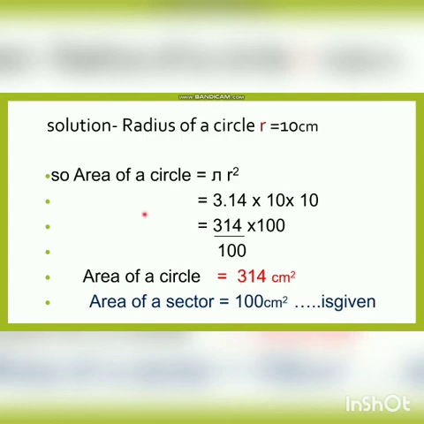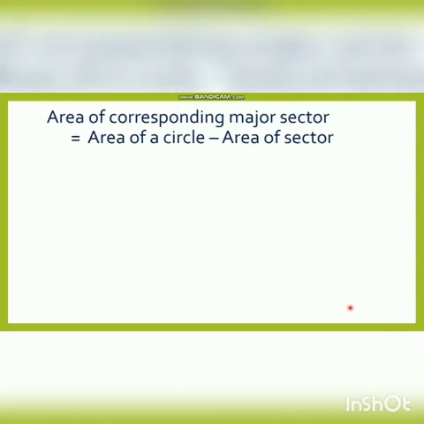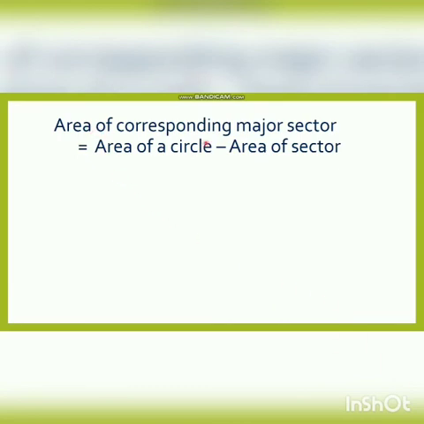Using the formula for the area of a circle, we found the area of the circle. Now in the question, the area of a sector is given: area of a sector is equal to 100 centimeter square. Now find the area of the major sector using the formula. What is the formula? Area of the corresponding major sector is equal to area of a circle minus area of a sector. You have to subtract the given area of the sector from the whole area of the circle.